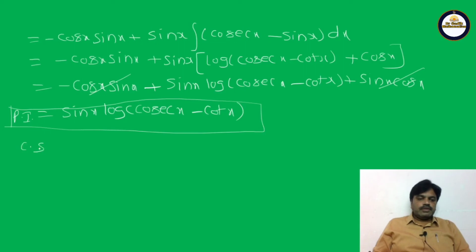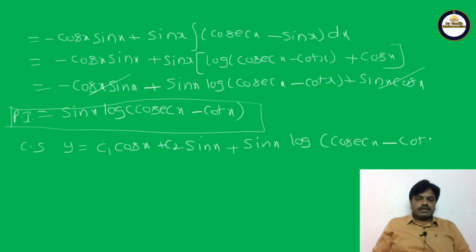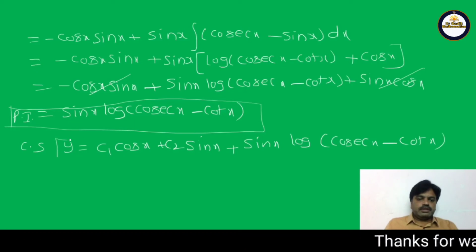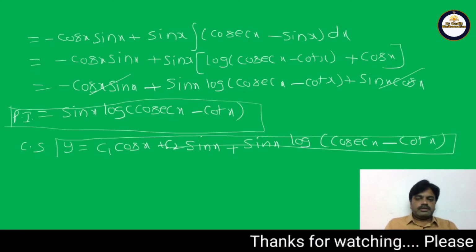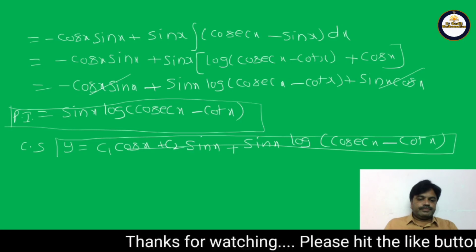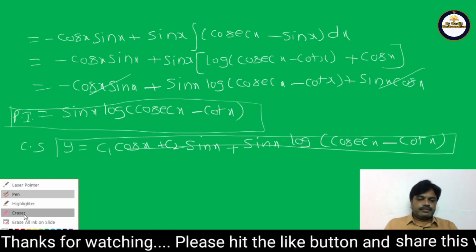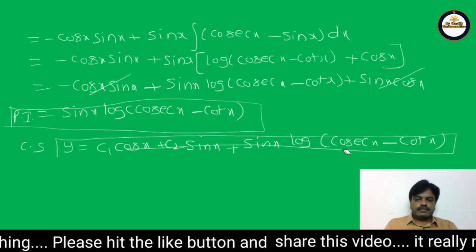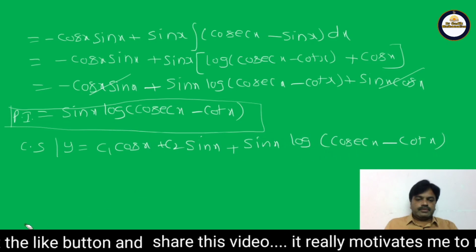So what is the complete solution? Y is equal to c1 cos x plus c2 sin x, this is the complementary function, plus the particular integral, sin x log of cosecant x minus cot x. This is the required solution friends.